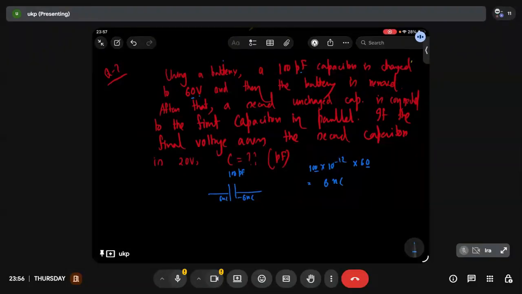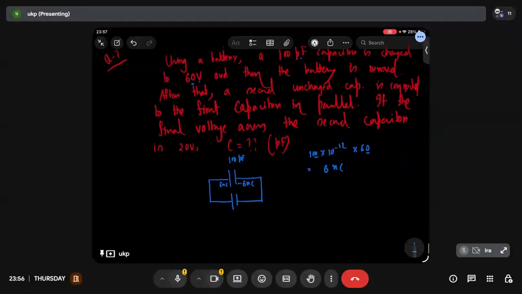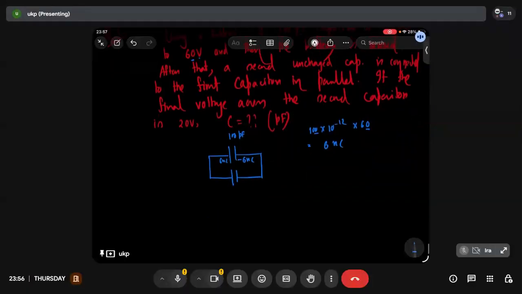Now, it says that the battery is removed. Once the battery is removed, the charge will now be constant on this. Acha, now it says a second capacitor is connected in parallel. Very good. So there is a second capacitor connected in parallel. If the final voltage across the second capacitor is 20 volt. Acha. The final voltage across the second capacitor is 20 volt.